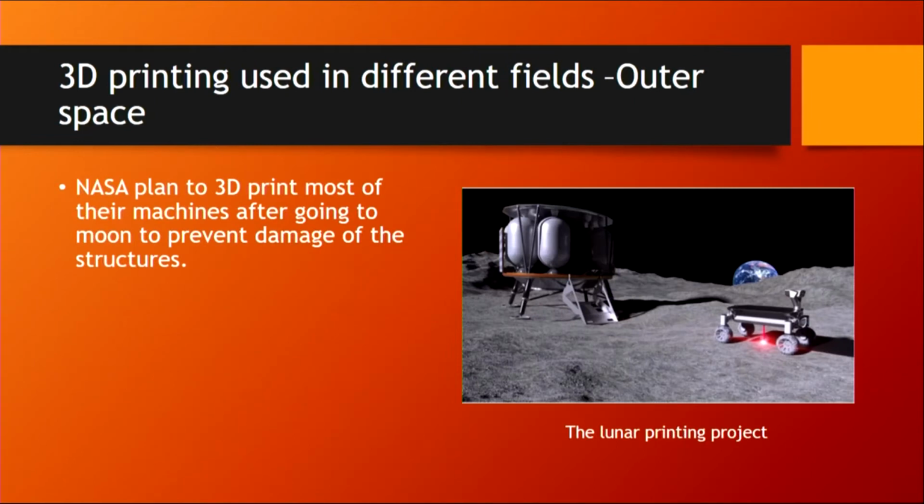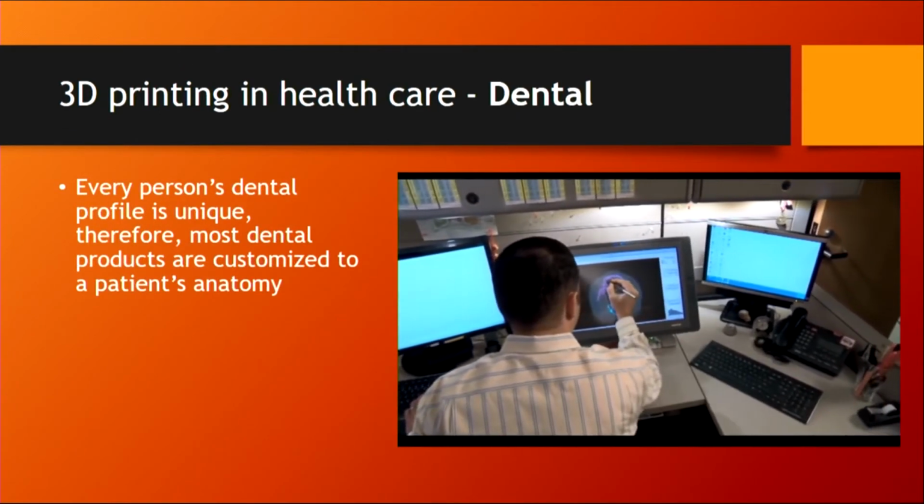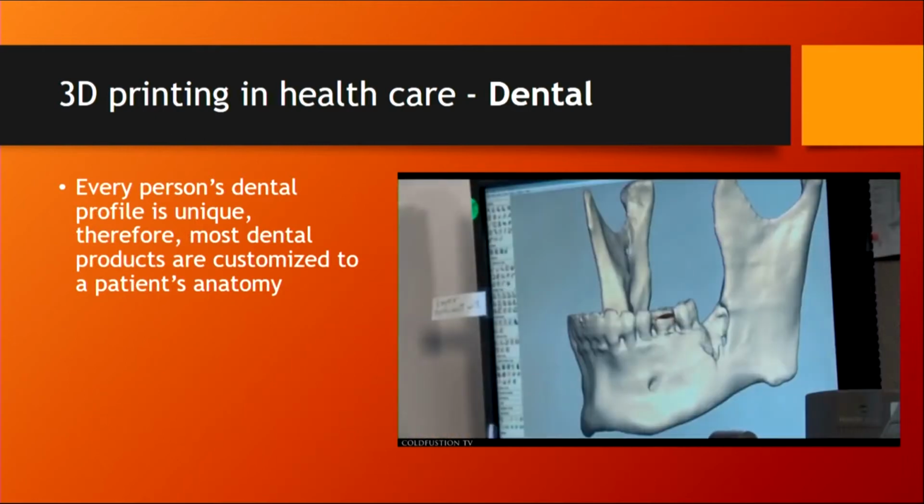It is also used by NASA to print most of their items after going to outer space, so they don't have to carry most of them. The lunar printing project is another project where they are planning to print using laser technology on the surface of the moon. In dentistry, more than 90% of our crowns are 3D printed nowadays.